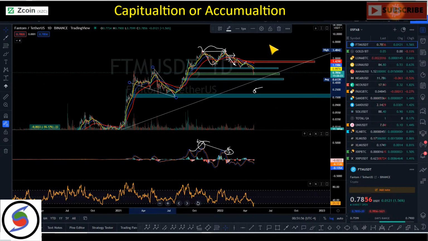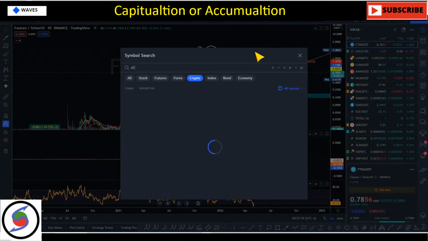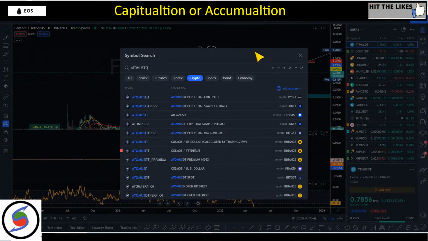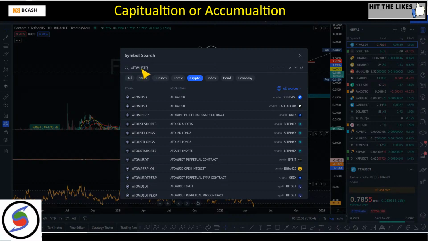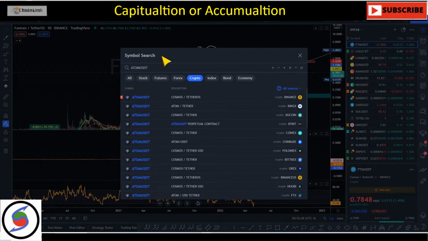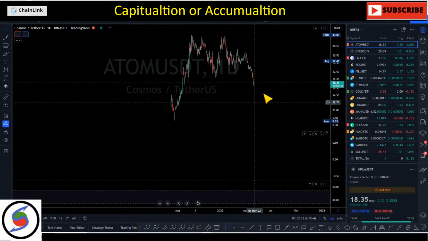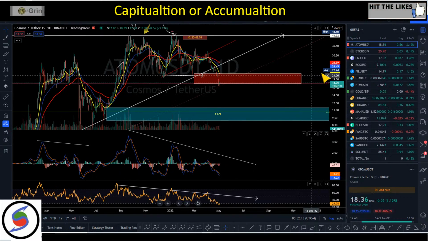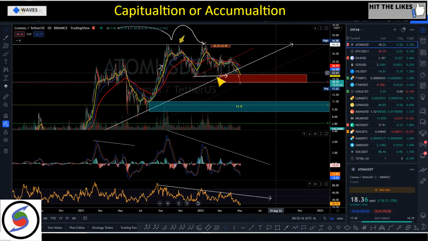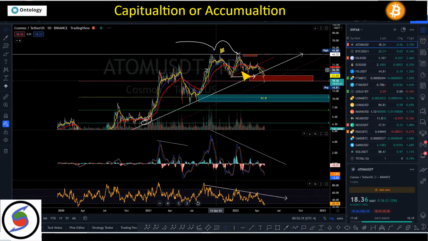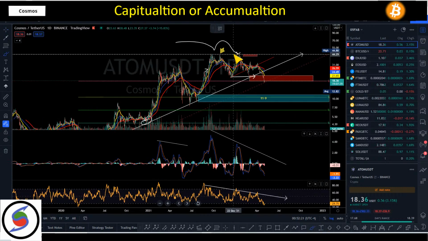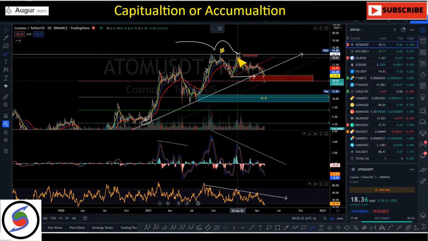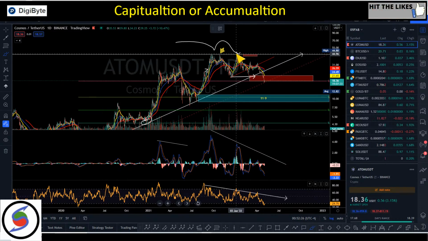All right, so now let's go ahead and take a look at Atom. Atom USDT basically follows the analysis for FTM. That's why I was following Atom, because Atom was short at the very top. This one I did not even give a shot to do anything, back in the first week of January at 43.